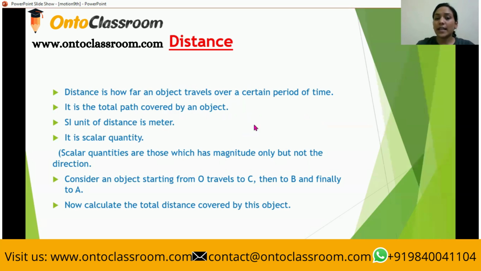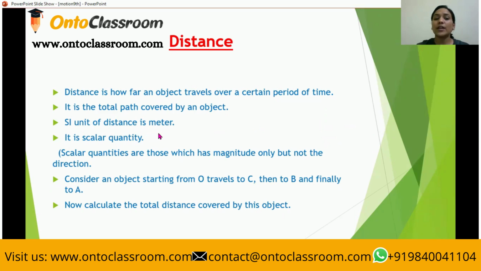By taking an example, I'll explain. It's like you started from your home and you go to your school. So what will be your total path, total distance? That will be the distance between your school and your home. The total path, whichever path it is, the total path covered by the object will be the distance.